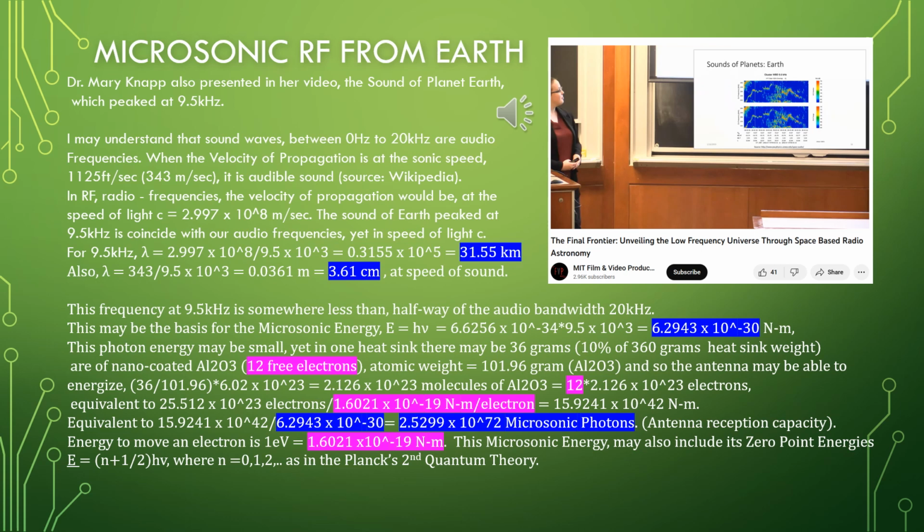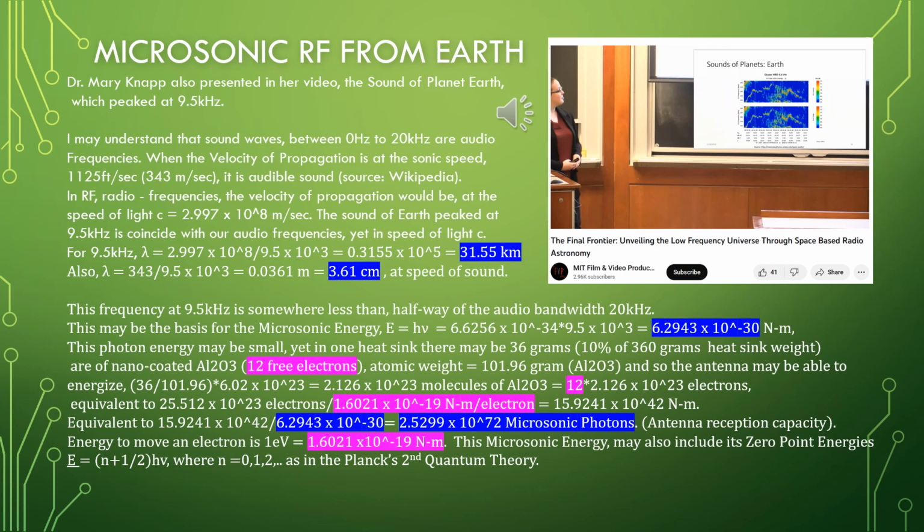Source: Wikipedia. In RF radio frequencies, the velocity of propagation would be at the speed of light, c equals 2.997 times 10 to the power 8 meters per second. The sound of Earth peaked at 9.5 kHz coincides with our audio frequencies, yet at the speed of light c. For 9.5 kHz, lambda equals 2.997 times 10 to the power 8 divided by 9.5 times 10 to the power 3, equals 0.3155 times 10 to the power 5, equals 31.55 kilometers.